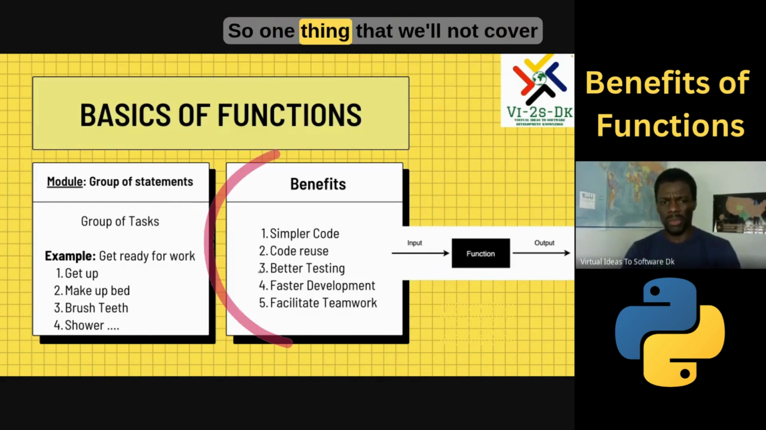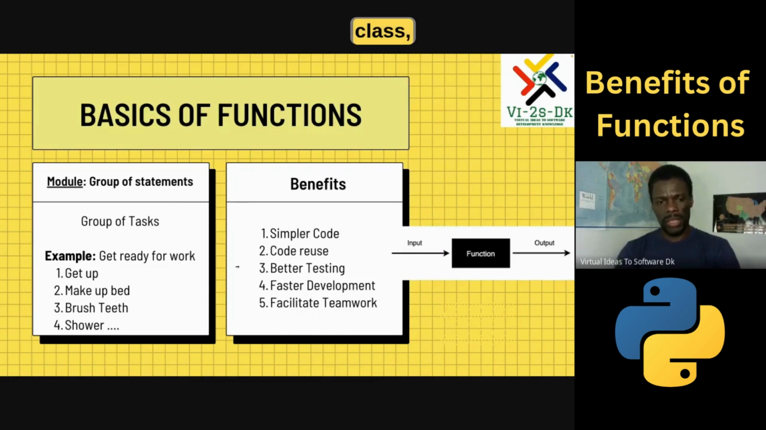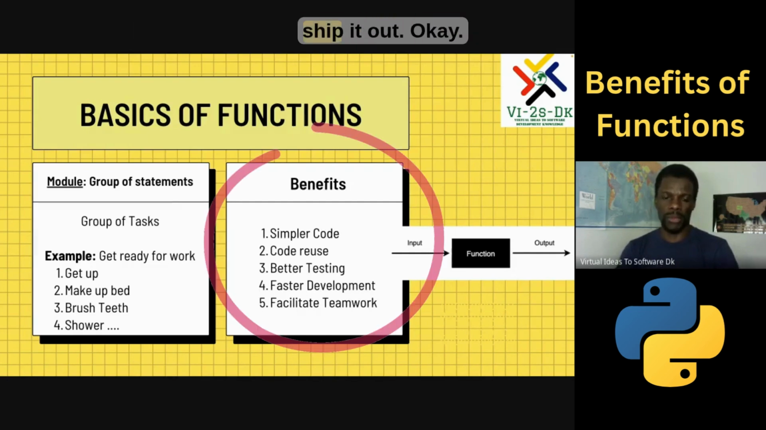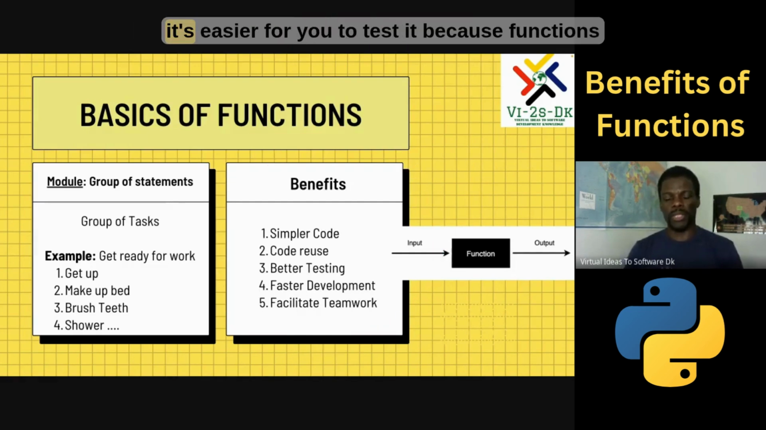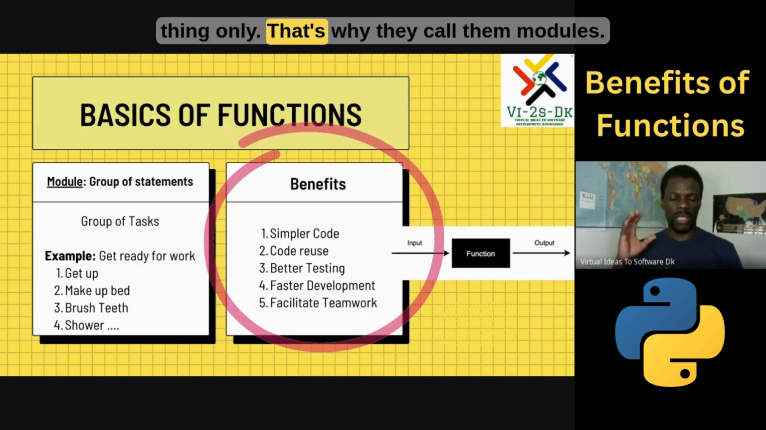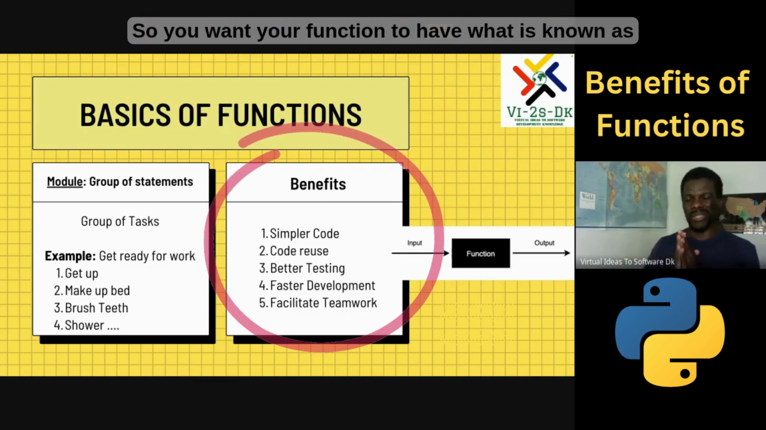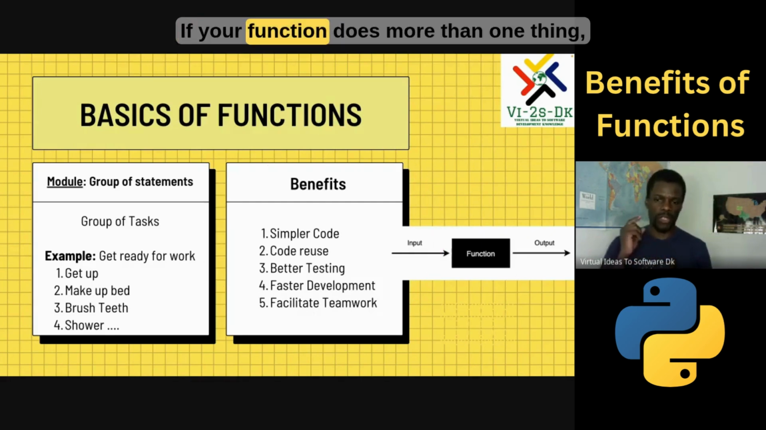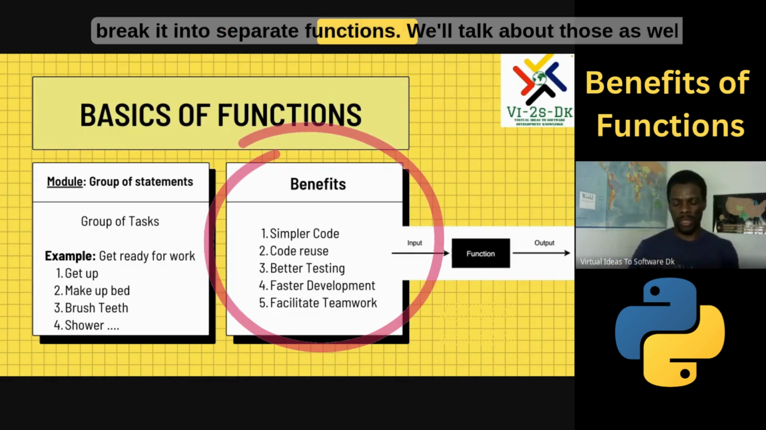One thing that we'll not cover too much in our program is testing. But testing is very important. It's imperative for you to test your code before you ship it out. But with functions, it's easier for you to test because functions are expected to do one thing and one thing only. That's why they call them modules. So you want your function to have what is known as SRP, single responsibility principle. If your function does more than one thing, break it into separate functions. We'll talk about those as well.